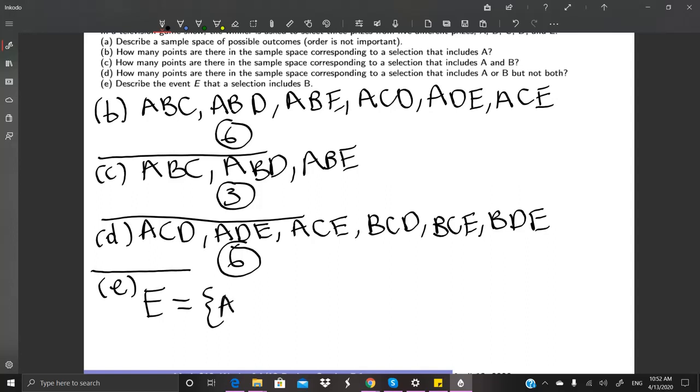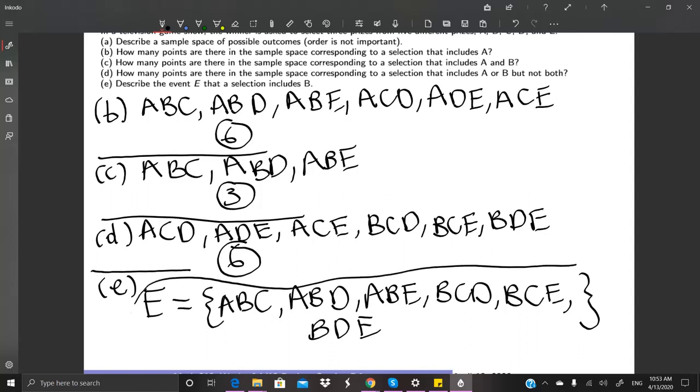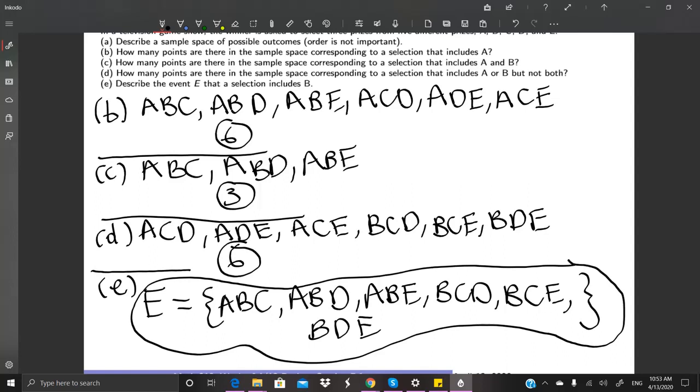So that means A, B, C, A, B, D, A, B, E, B, C, D, B, C, E, and B, D, E. Right, so that's us describing the event that the selection includes the letter B. So that will be the answer to part E. So really, as far as section 7.1 is concerned, this is really all that you need to know for the quiz.